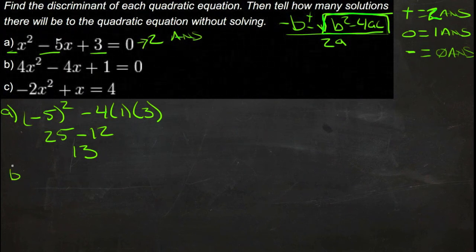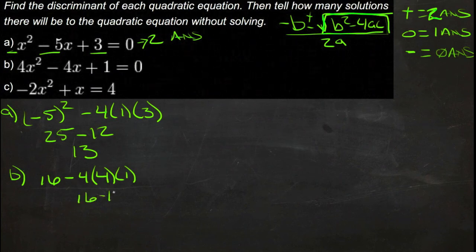Now for the second one, we have a is 4, b is negative 4, c is 1. So we have b squared, we have 16, minus 4 times a times c. So we have 16 minus 4 times 4 times 1, which is just 16. So that's 16 minus 16, that's 0. So we have 0 for our discriminant, which means this one is only going to have one answer if we were to run it clear through the formula.